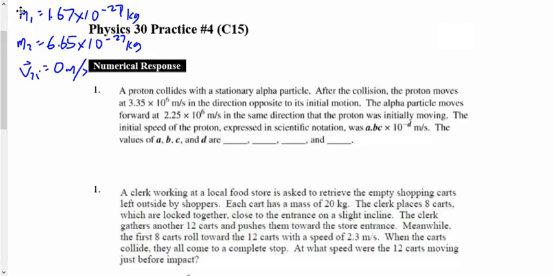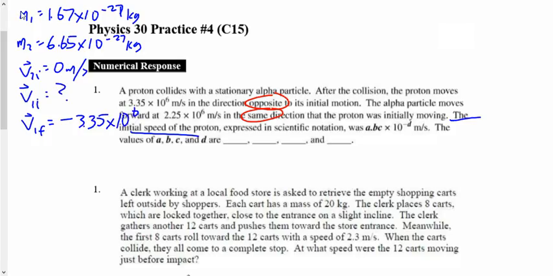Now, the rest of it gets a little bit confusing. It says the proton collides with a stationary alpha particle. After the collision, the proton moves opposite to the direction of its initial motion. The alpha particle moves in the same direction as the initial motion. So if we're looking for V1I, and that is what we're looking for here, the initial speed of the proton, and we're going to assume that V1I is the positive direction, then that means V1F, opposite direction, is going to be negative 3.35 times 10 to the 6.